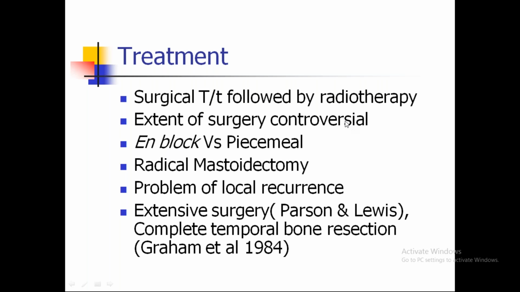Extent of surgery is controversial. Generally, it is removed en bloc. Radical mastoidectomy is done, and problems of local recurrence are always there. Extensive surgery is not required; it is done for the bigger ones. When it's a T4, you have to do an extensive surgery. Complete temporal bone dissection has to be done.